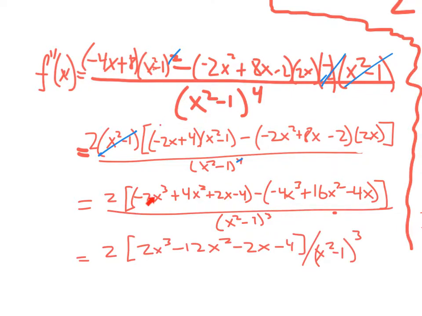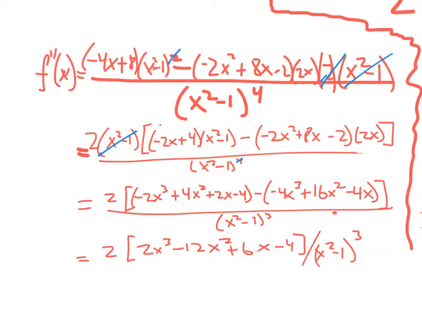All right, and we get a positive 2x cubed. We get a negative 12. We get a 2x minus negative 4x. Oh, that's going to be a 6x. And we have a negative 4. Okay, all over this x squared minus 1 cubed.